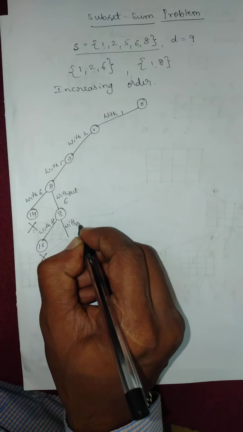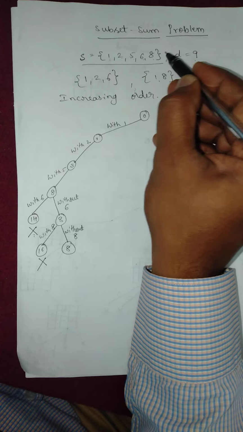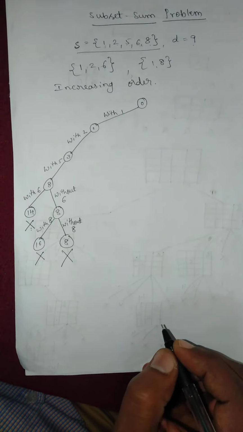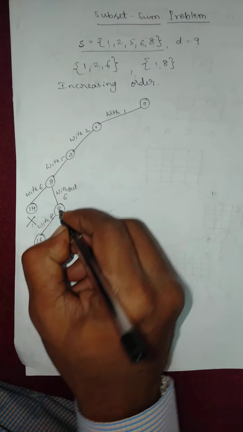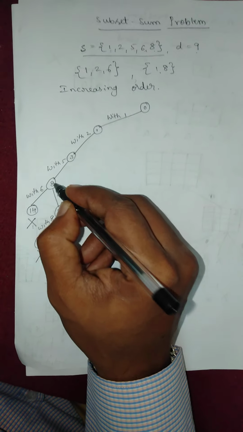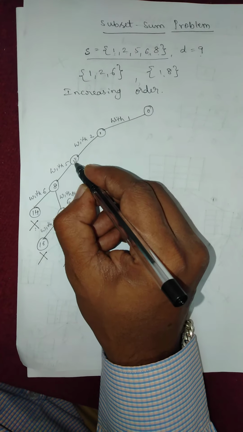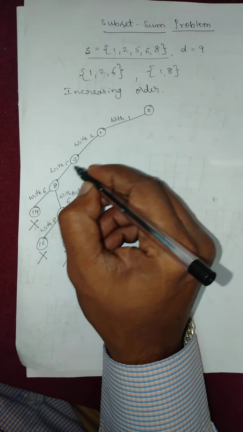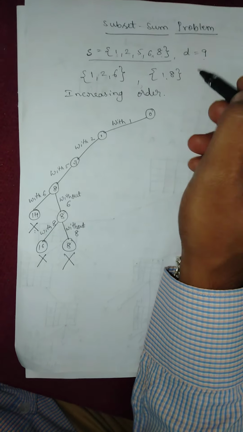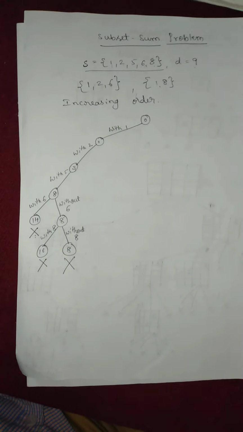Without the element 8, what is the sum? It is 8, right? Further we don't have any elements, and this 8 is less than 9. So this is also not a solution, correct? Therefore backtrack. We have tried without 8, so once again backtrack. We have tried without 6. Once again backtrack to 3, and with 5 we have done this. Now without 5 you have to do this. So you can see that this explores the brute force approach, I mean, trying out all the possibilities, isn't it?